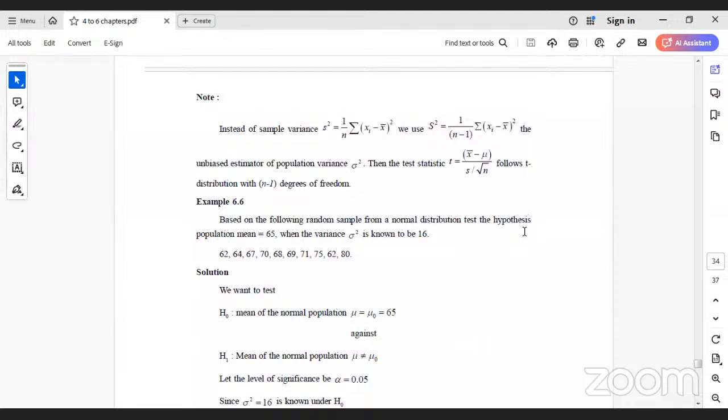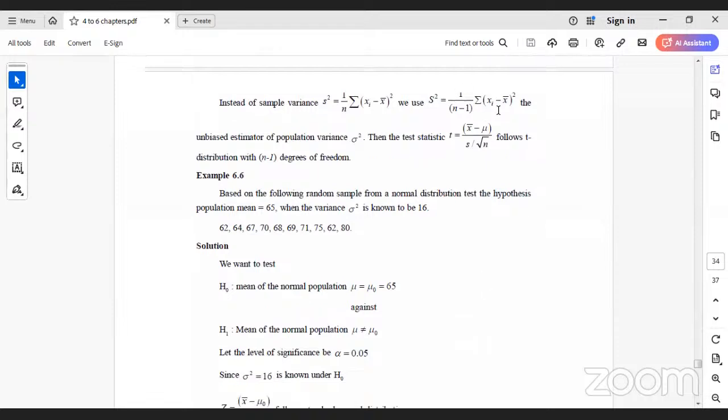Based on the following random sample from a normal distribution, test the hypothesis that the population mean is 65 and variance sigma square. See here, a sample is given: 62, 64, 67. The mean is given as 65.